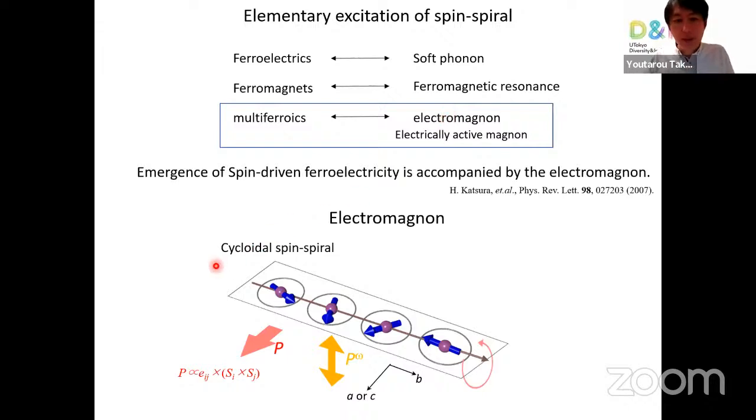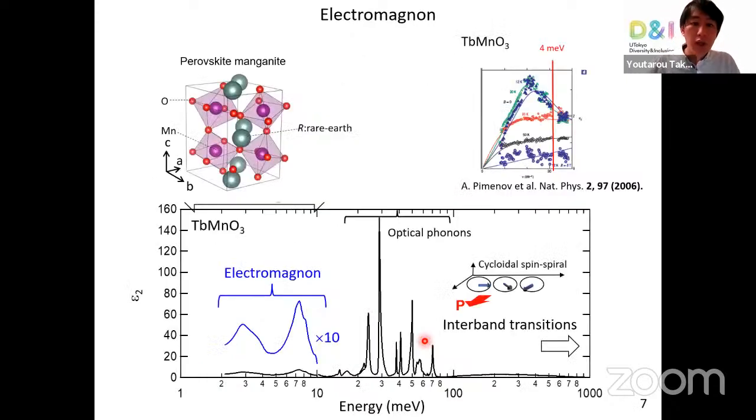In the case of the cycloidal spin spiral, the fluctuation of the spontaneous polarization is equal to the rotational oscillation of this spin spiral state. So this is the electrically active magnon, electromagnon. Okay, the electromagnon has been found in the perovskite manganite. This is optical spectra in the infrared region below the interband electronic transition. You can see the sharp resonance of the optical phonon in the far infrared region, and below 10 meV in the terahertz region, we can see the resonance of the electromagnon.